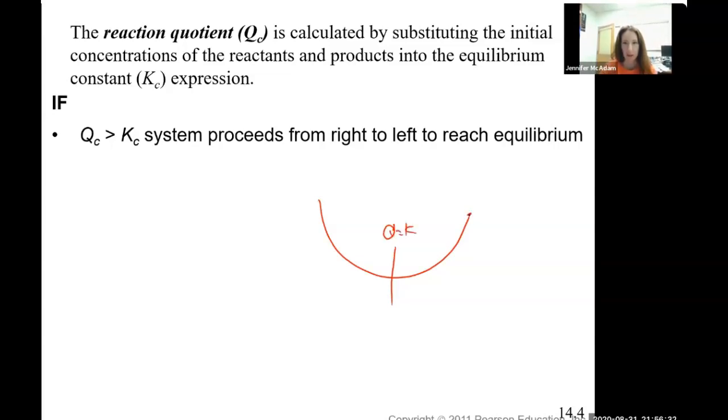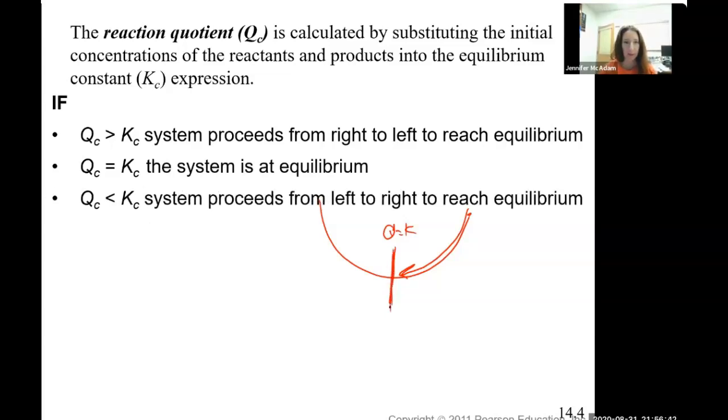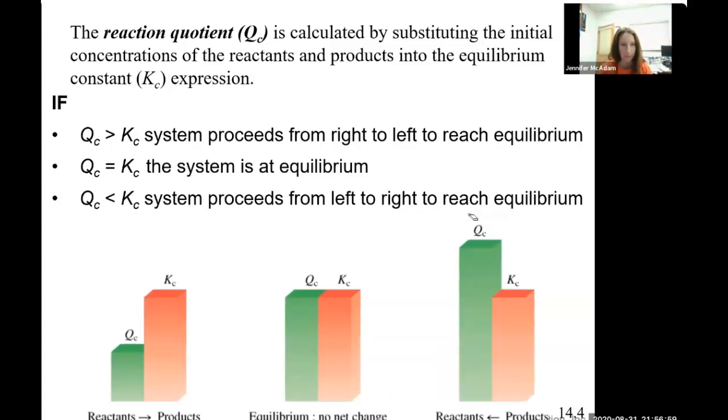If Q is greater than K, which is over here, it's got to shift backwards, right? We've gone too far. If Q is K, here we are, we're right at equilibrium. If Q is less than K, if we're over here, then it's got to shift back that way, right? And so again, we always need to check this, unless we're only given reactants or only given products, then we know which way it's going to go, right?